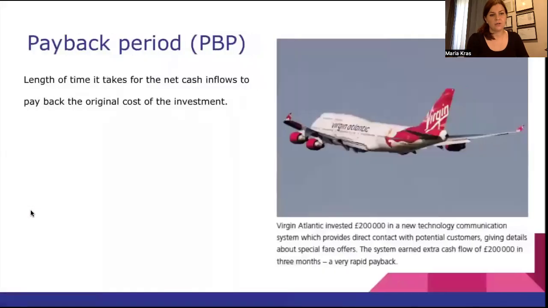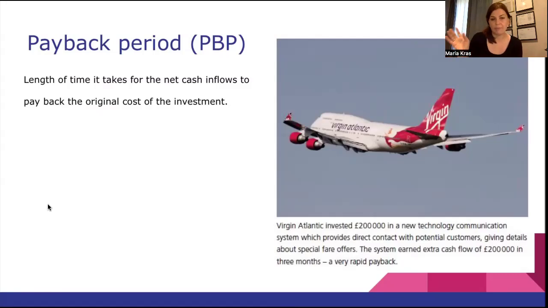Okay. So just a quick recap on payback period, which we would have studied in the previous lesson. The payback period is a very simple tool. It's basically the length of time that it takes for the net cash inflow to pay back the original cost of the investment. And there is a great example here. So Virgin Atlantic is an airline that invested 200,000 pounds in the new technology communication system. This system earned extra cash flow off the original 200,000, so more than 200,000 in just 3 months.